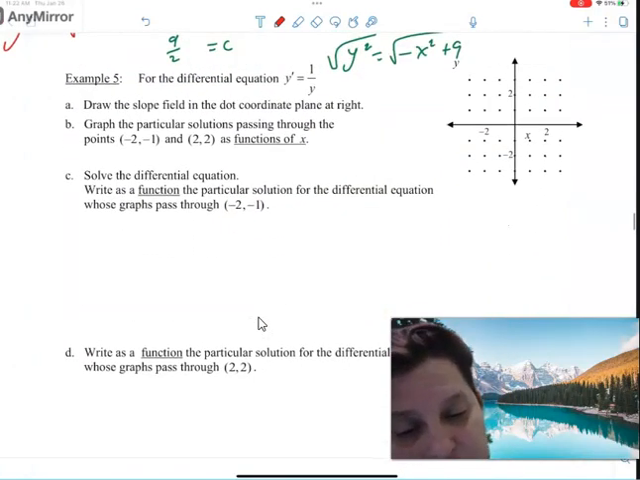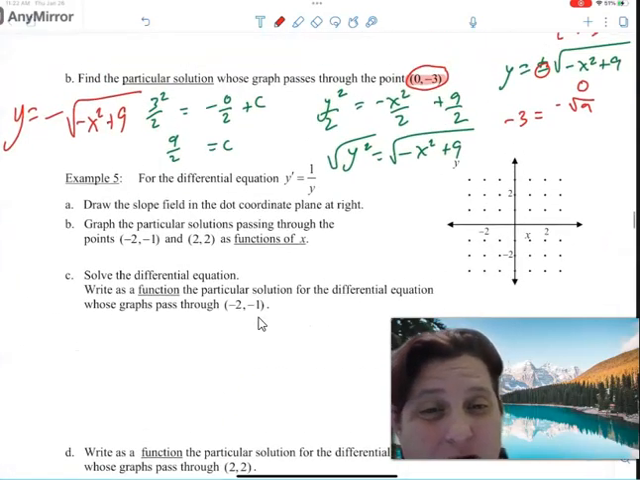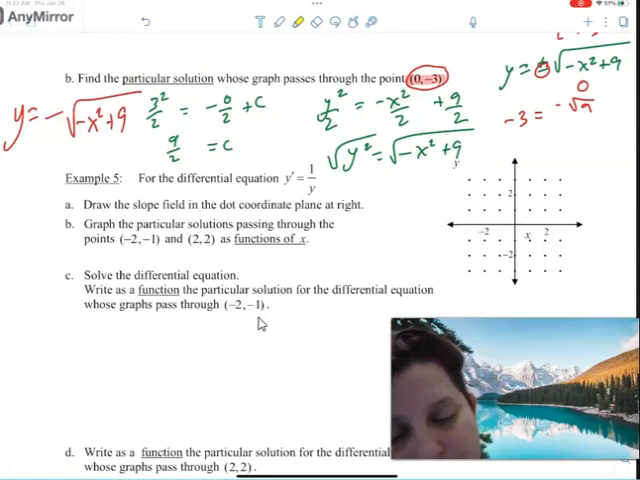Okay, for the differential equation, draw a slope field to the right. You guys might be looking at this and thinking, dude, that's so many points. 1, 2, 3, 1, 2, 3, 4, 5, 6, 7. That's 21 points. That's 42 points. I have to do 42 slopes. This is going to take forever. Okay, now, check it out.